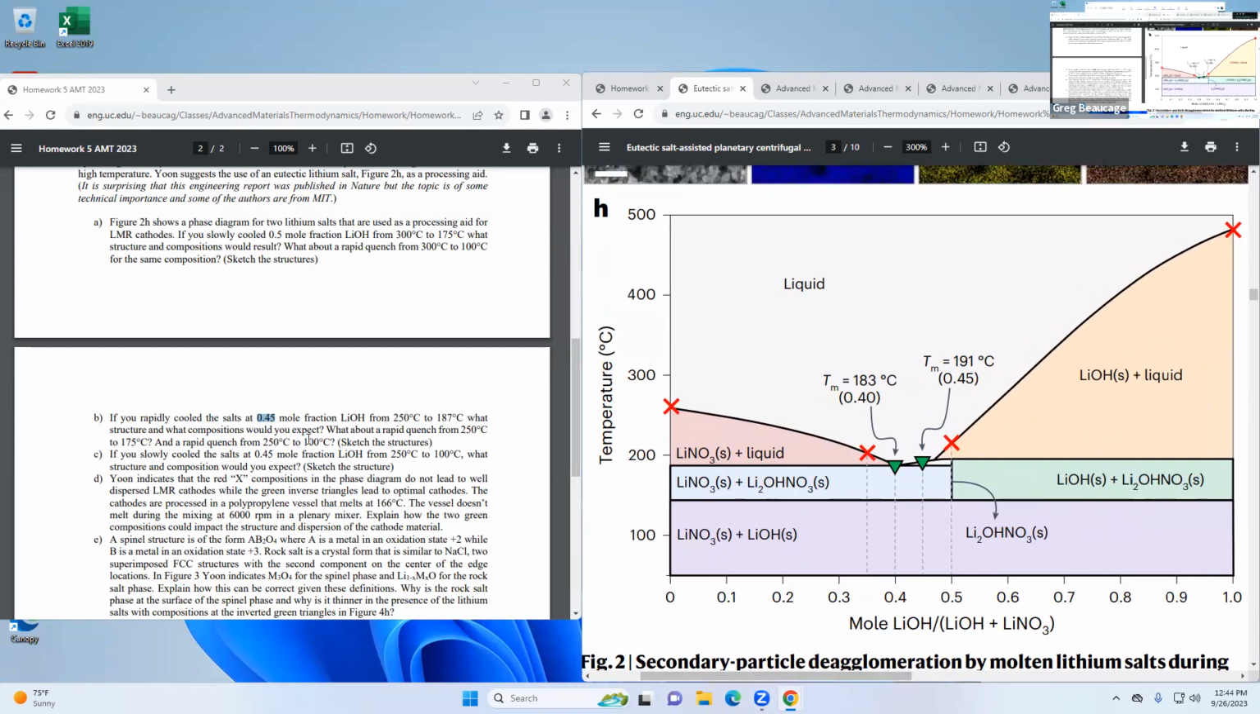But what about rapid? Did I do all these? And then 100 is just a split. So that one, I think a lot of people got that last one, like you just quench it down, you get the split. That's it. And then C is the same place, 45. By this time you hate 45. And then a slow cool at 100, the same thing, but slow cool.